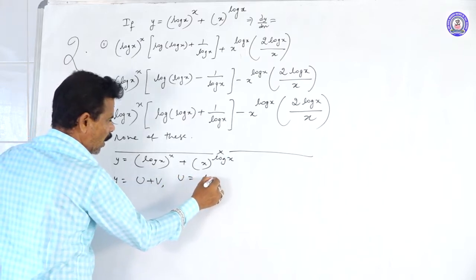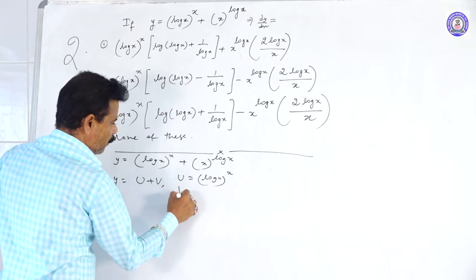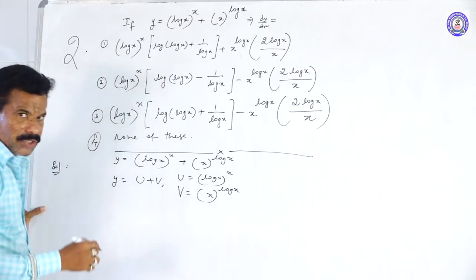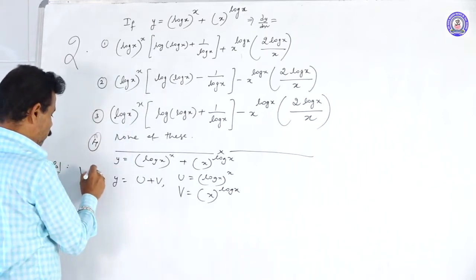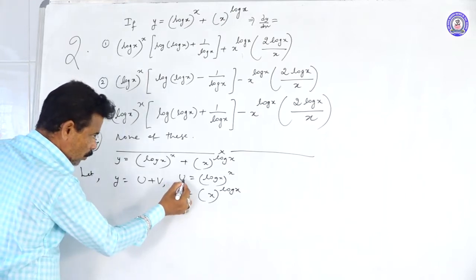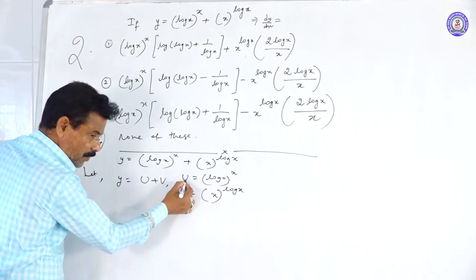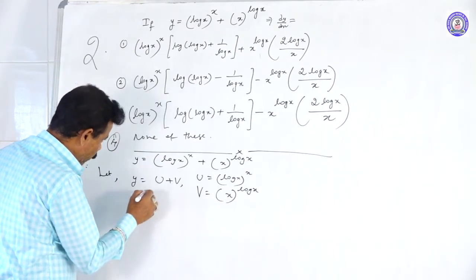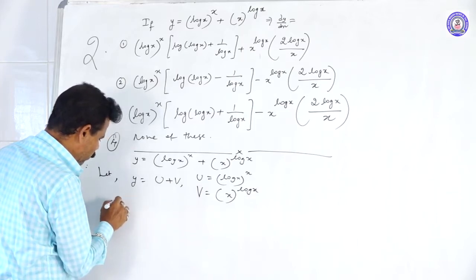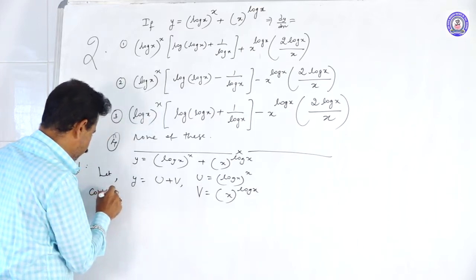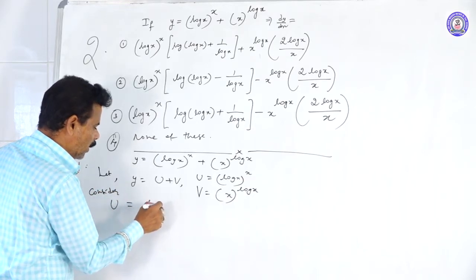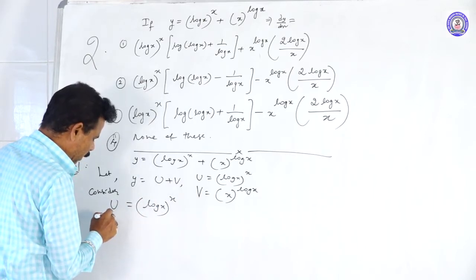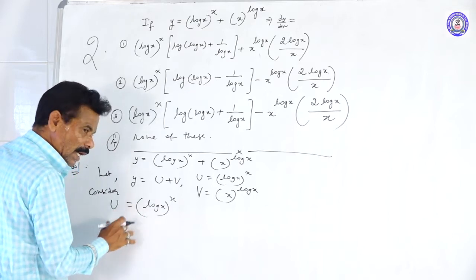Whereas u is equal to (log x) power of x, and v is equal to x to the power of log x. Consider it like this. So this function is differentiated with respect to x, and this one also with respect to x. Before going to this, first, step 1: consider u is equal to (log x) power of x. We do the process here. Before going to du by dx, we apply the logarithm.